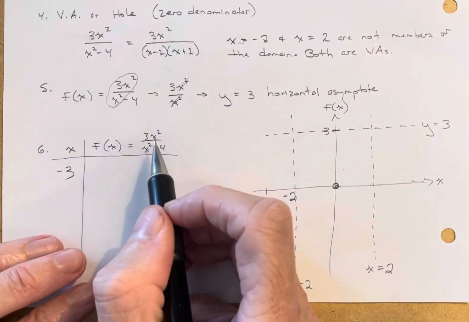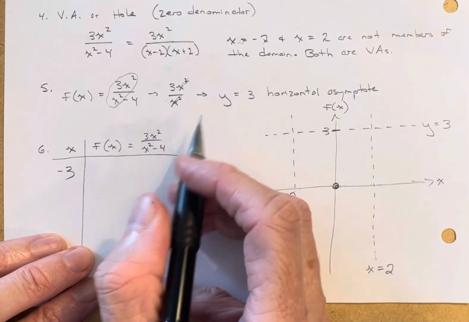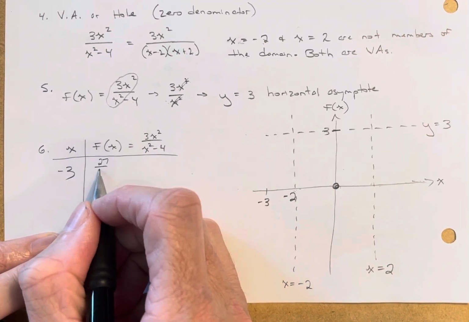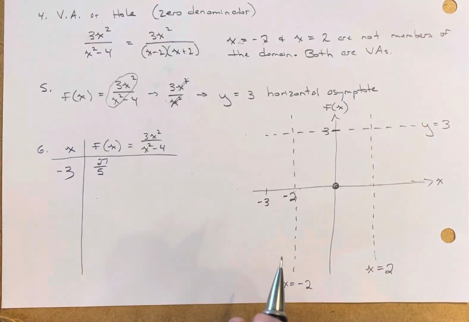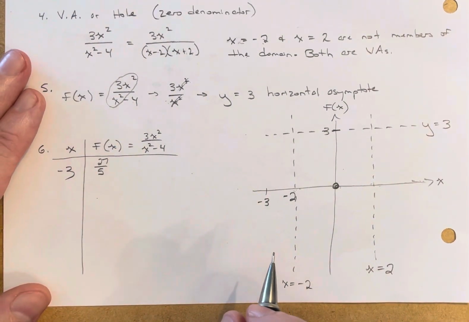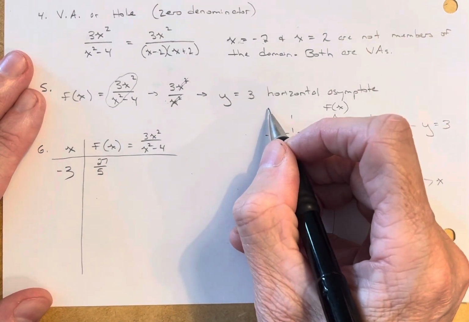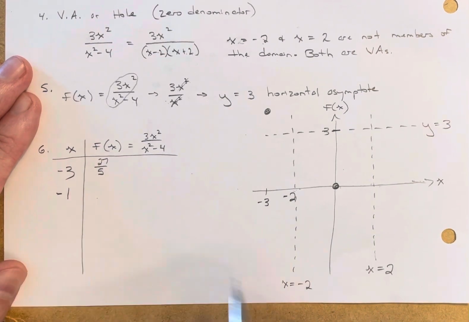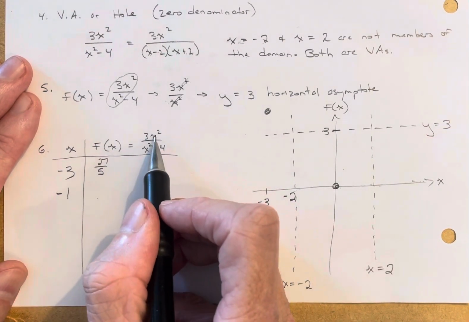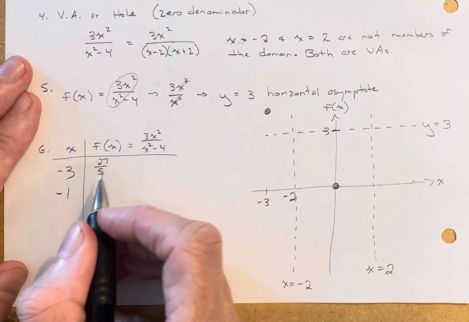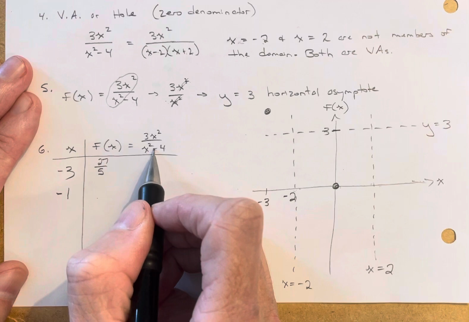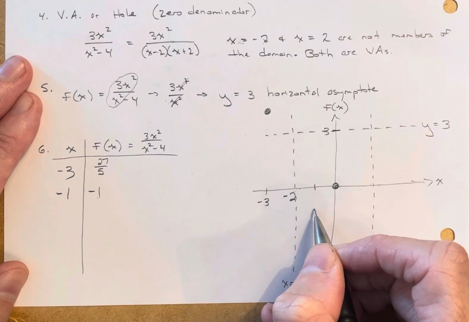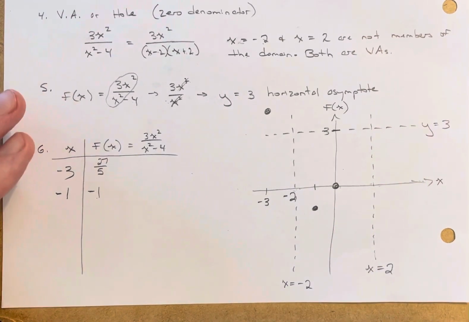-3 goes in, and I haven't done it yet. My apologies. Let's see here. -3 squared is 9. It would be 27. -3 squared is 9 minus 4 is 5. Looks like that's going to be 5 and 2/5. So that's way up here somewhere. That's a point up there. Let's put in -1. This is 3 divided by 1 minus 4, which is -3. So -1 is here.